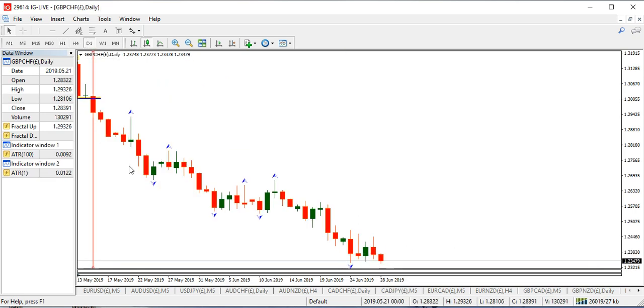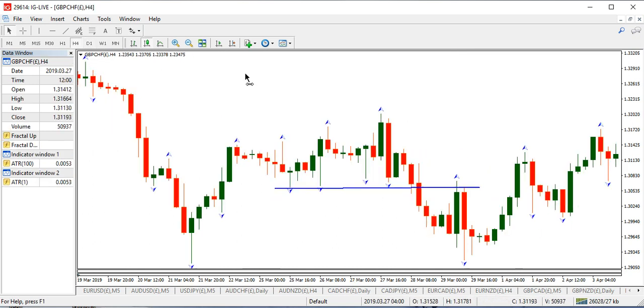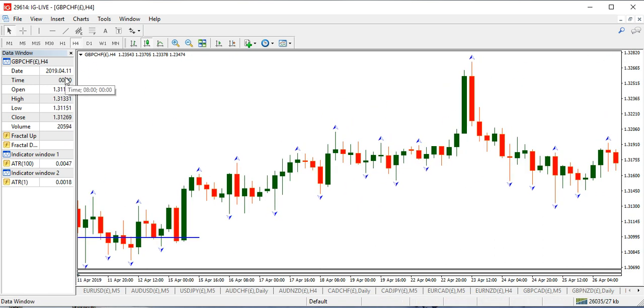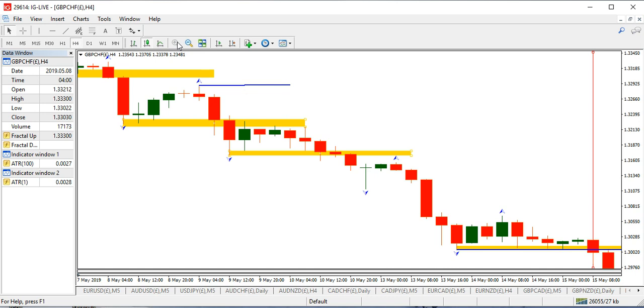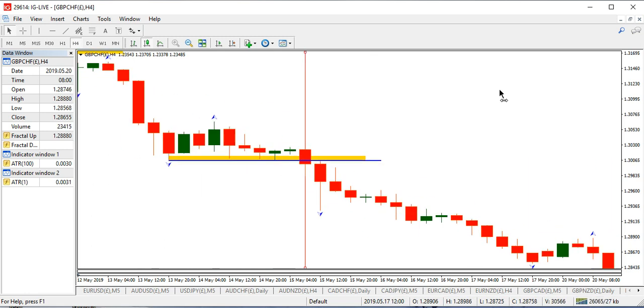Let's go back to the 4 hourly. As soon as price breaks through on the 4 hour, on the wrong side now, let's get this. So we've got another one here.